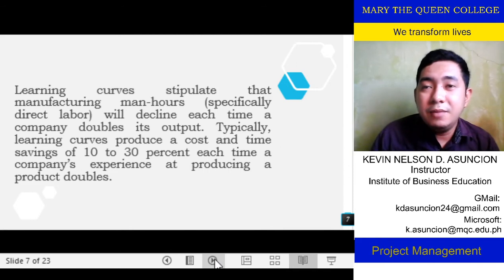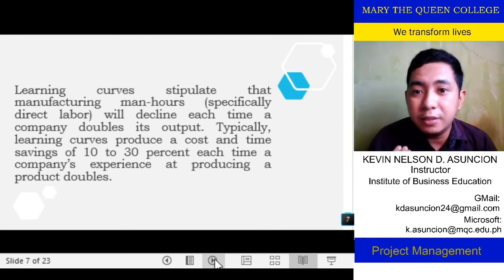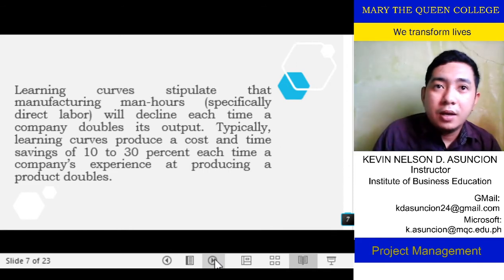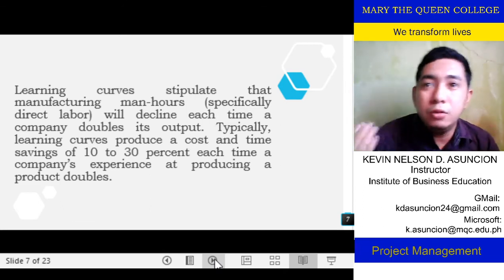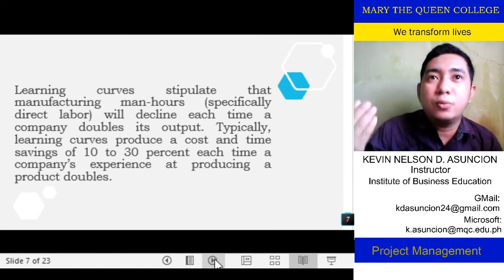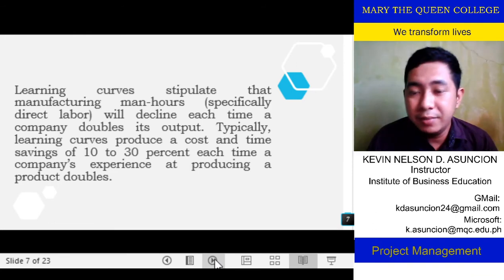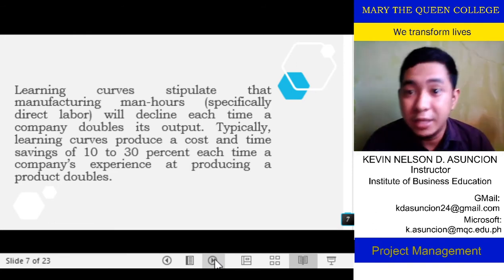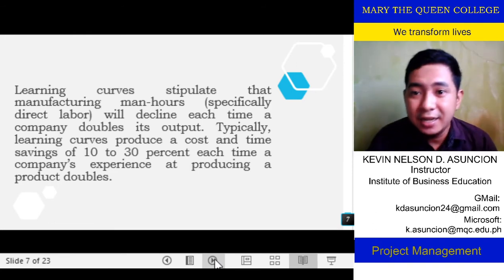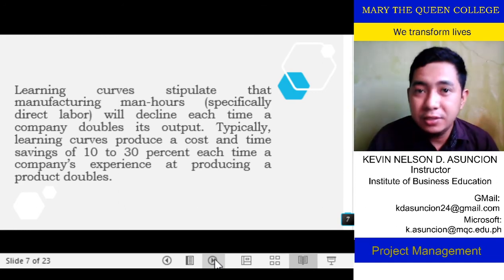So ibig sabihin nito, kapag gumawa ka ng 10 units sa isang oras, that doesn't mean that you will make 20 units in 2 hours. Minsan mas mababa pa doon because of that experience. Nasasanay ka na, nagagamay mo na siya.